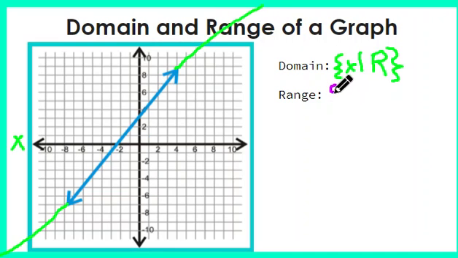So my range is the same thing. Y could be all real numbers. So I can put that big capital R for all real numbers. So when you have a line with arrows on both sides like this, your domain and range are always all real numbers. And that means they can be any number you can think of.